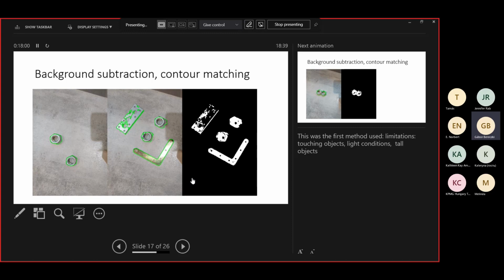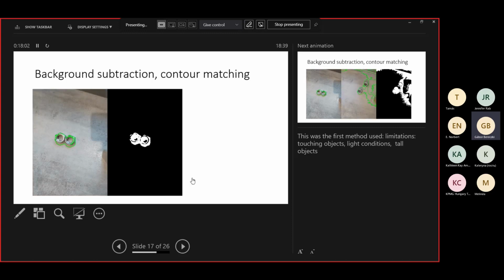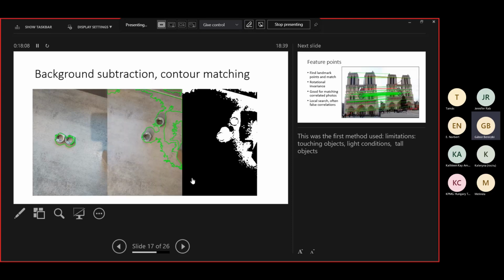However, it has limitations. For example, if you put 2 screws or two parts together, which is quite common, then it stops working. And also, if the light condition changes just a little bit, then you have a problem, because the background subtraction doesn't work anymore. No wonder it was neglected in the early 2000s.